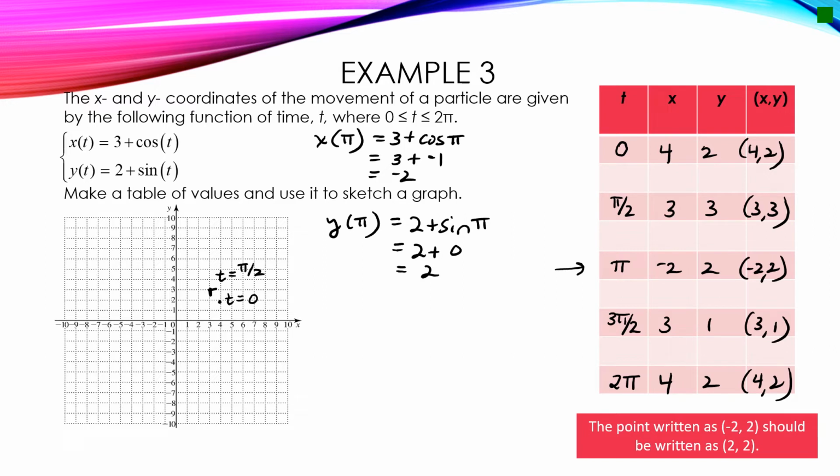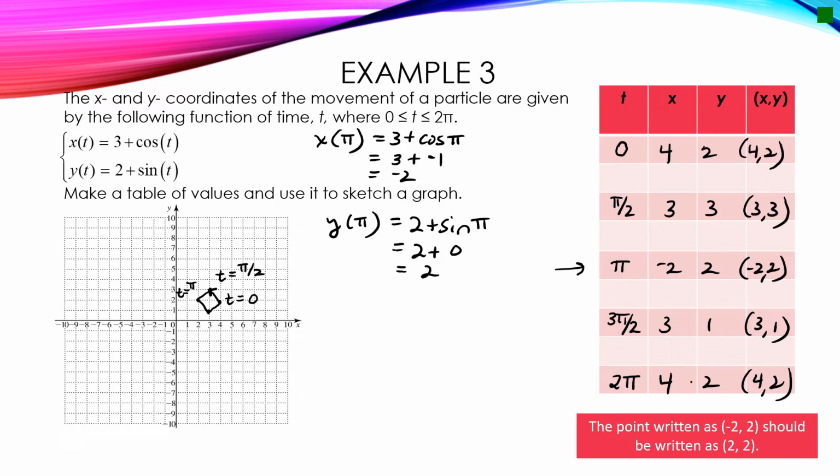When time is pi, I'm at -2, 2. So that's at t equals pi. And at 3 pi over 2, I'm at 3, 1. And finally, I round my way back. Now, one of the ways that I could draw this is by drawing hard lines, just connecting like that. I could find out if I'm right by maybe plotting just a few other points.